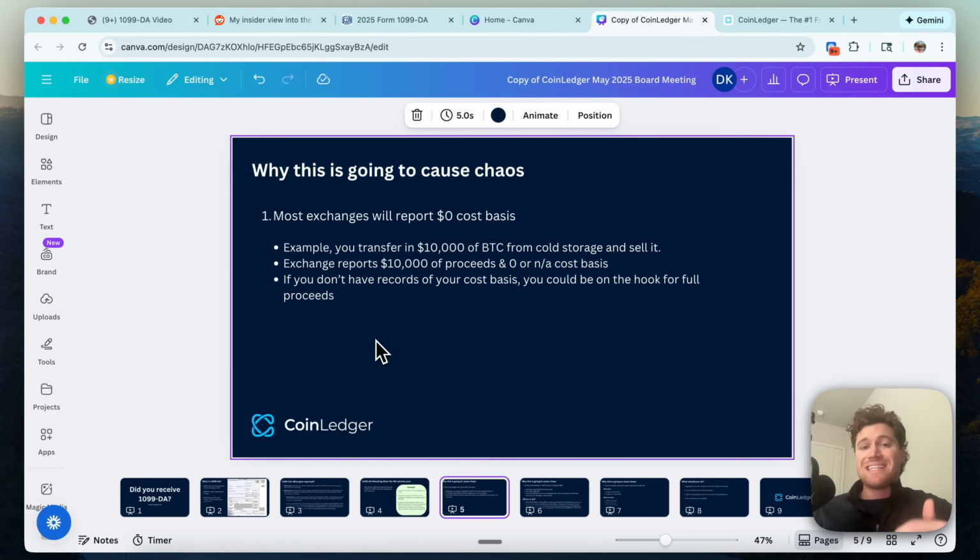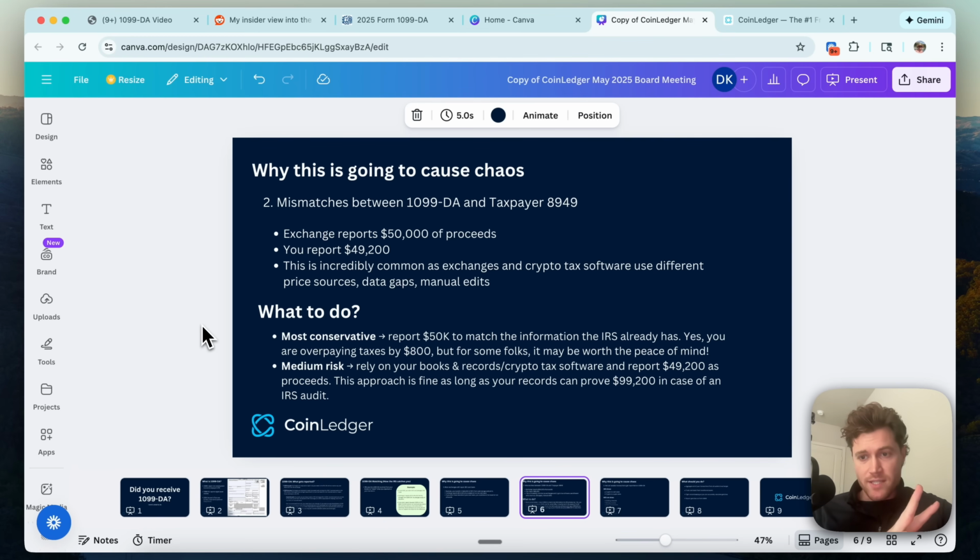A simple example: let's say you transfer in $10,000 worth of Bitcoin from your cold storage to Coinbase and you sell it. Coinbase is going to report $10,000 of proceeds and $0, or won't even fill out the cost basis field. So it just says sold $10,000. That means if you don't have the records on your side to show what your cost basis in that Bitcoin was, let's say it was $5,000, you could be on the hook for the full proceeds, $10,000, instead of just the associated gain or loss, which in this example would be a $5,000 capital gain. So that's number one: these forms aren't going to include cost basis information. It's up to you, the taxpayer, to track that cost basis information and have records of it.